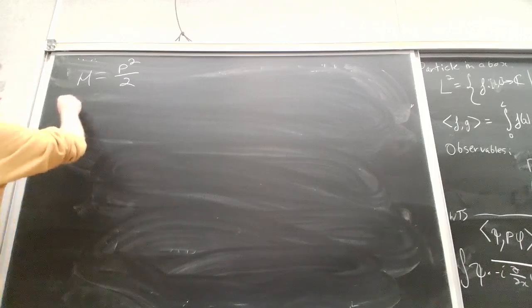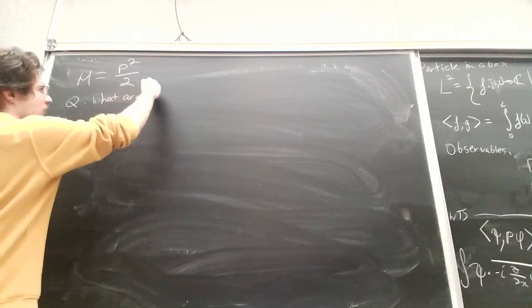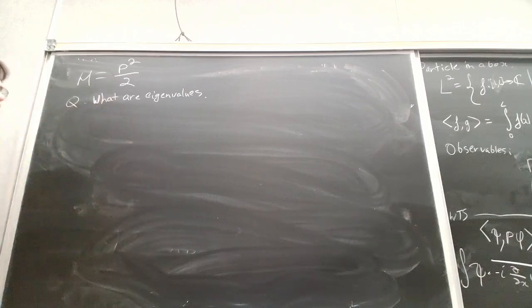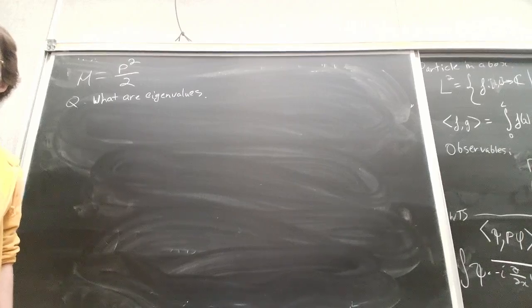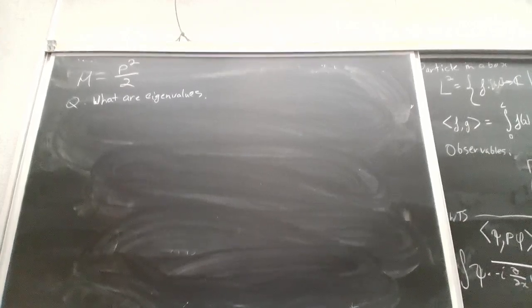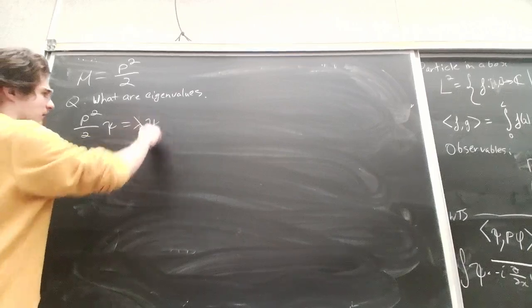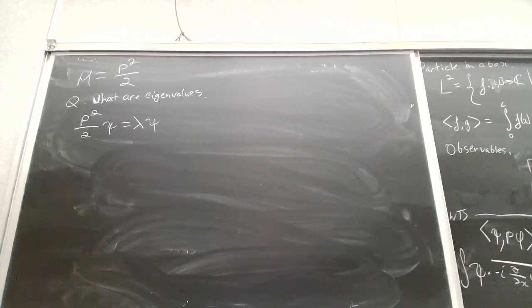So the question is, what are the eigenvalues? Once we figure out what they are, they will let us understand what the energies could be. So we have to solve just the same thing as before: H psi has to equal lambda psi. We have to see what lambdas make this equation solvable with the right boundary conditions, and what the associated psi would be.